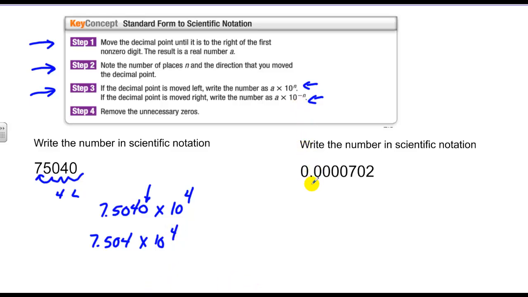So let's look at this next example. I move 1, 2, 3, 4, 5 in order to get a number between 1 and 10. And I'm moving 5 to the right. So I know my n value is going to be negative. So in this case, I have 7.02 times 10 to the negative fifth power. And those are my two numbers in scientific notation.